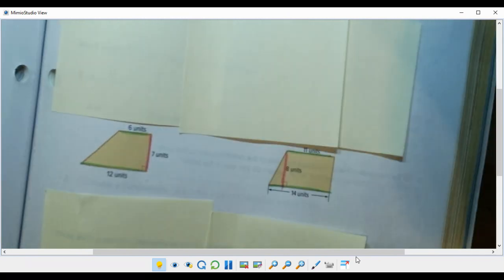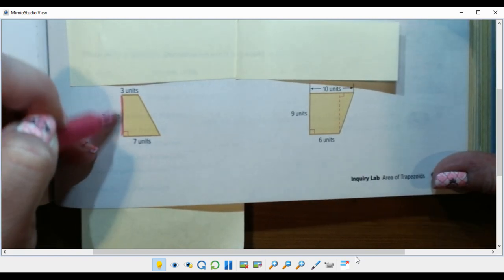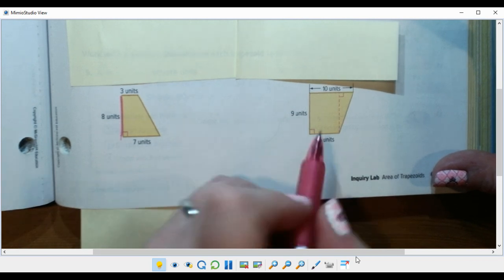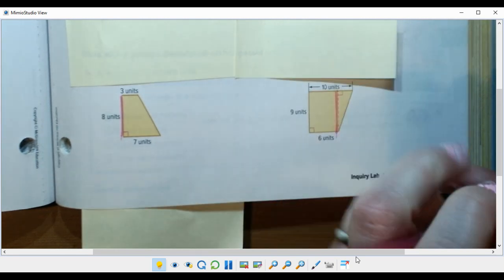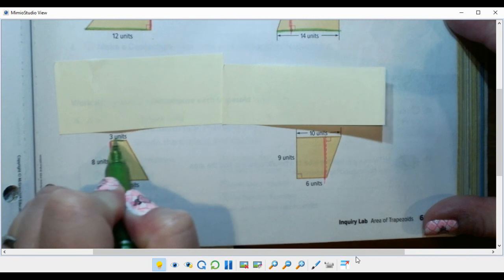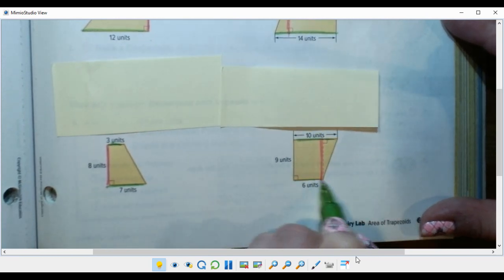Okay, and then two more. Notice I'm not calculating these. I just wanted to spend a few minutes practicing finding the different parts of a trapezoid. So that would be the height. Over here would either be the one marked 9 or it would be the dotted line. Doesn't matter. Those are the heights. And then the bases, B1 and B2, B1 and B2.